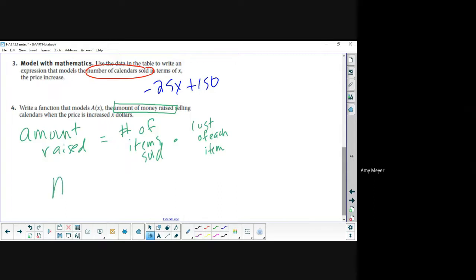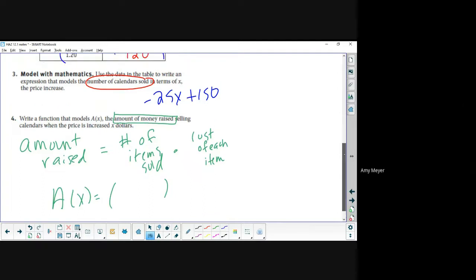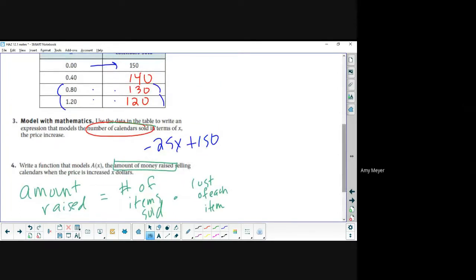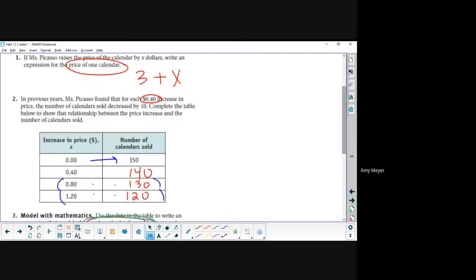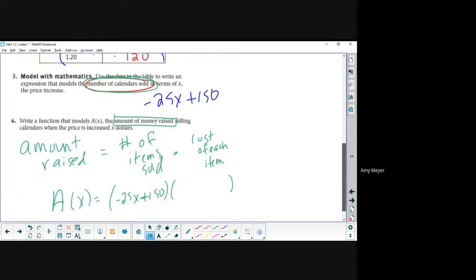So they want us to call this function A of x. And we need to know the number of items we sold. That's why I had you circle this right here. Number of calendars sold is this expression, negative 25x plus 150. Multiply that times the cost of each item, which I had you circle up here. The price of one, 3 plus x.